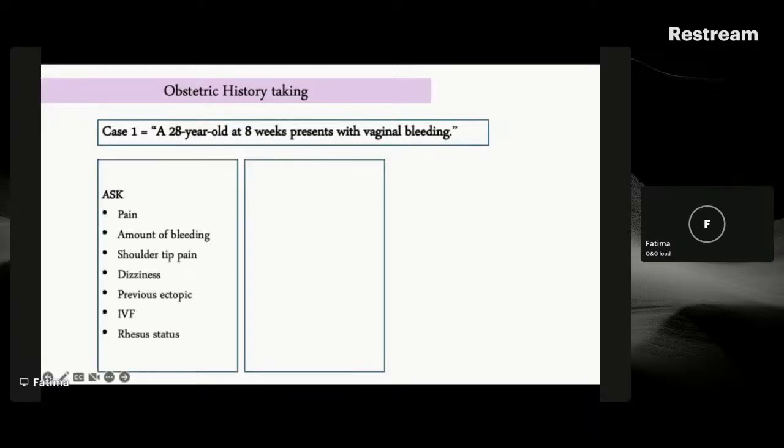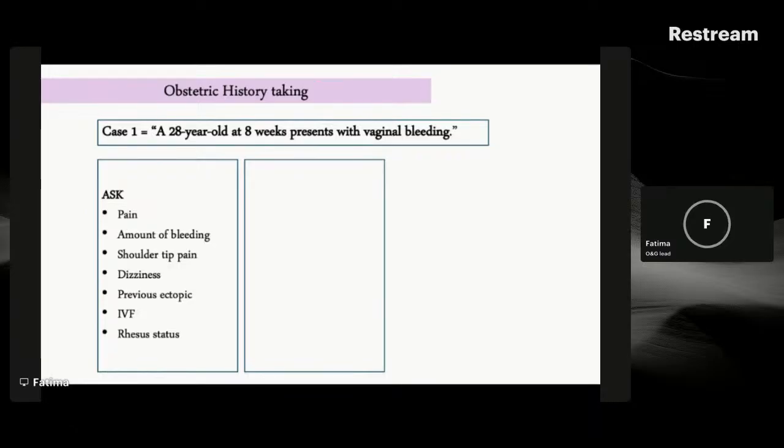So the questions that we would ask: firstly, she's coming with vaginal bleeding. What are the other symptoms that she's presenting with? So we're doing the FRAB screen. She's 8 weeks pregnant, so she wouldn't really have any fetal movements, so we won't be asking about that. Rupture of the membranes is also less likely to happen at 8 weeks, so we won't be asking about that. So what we've got is the bleeding and pain.